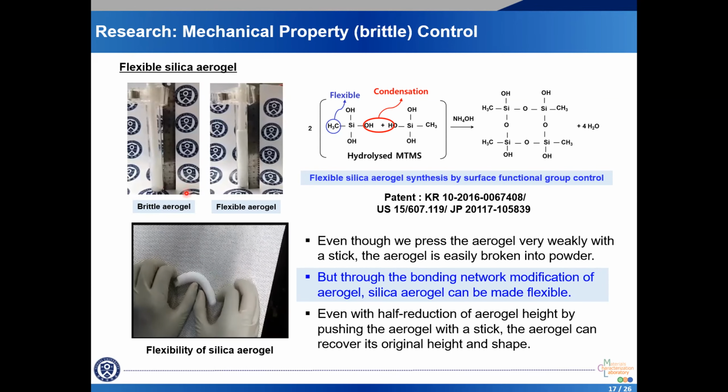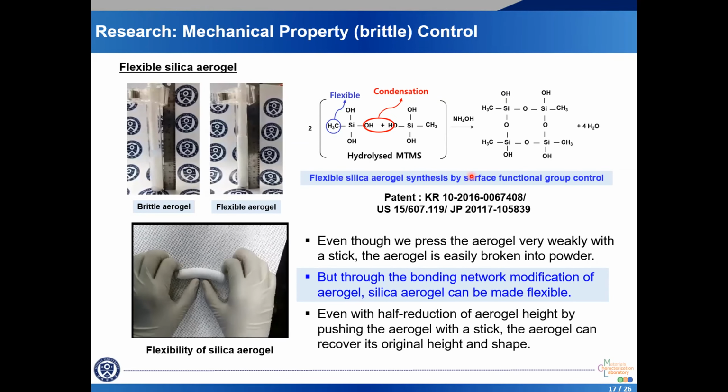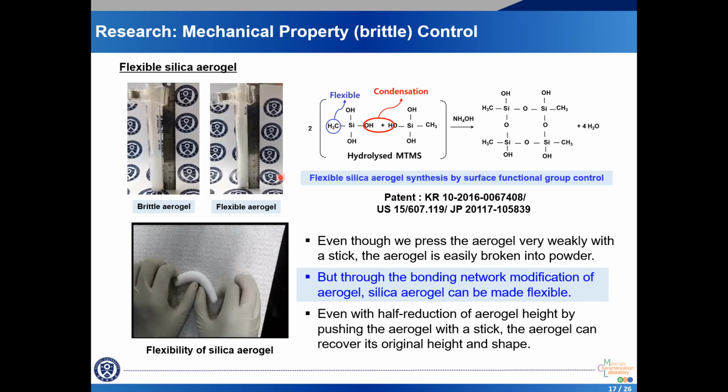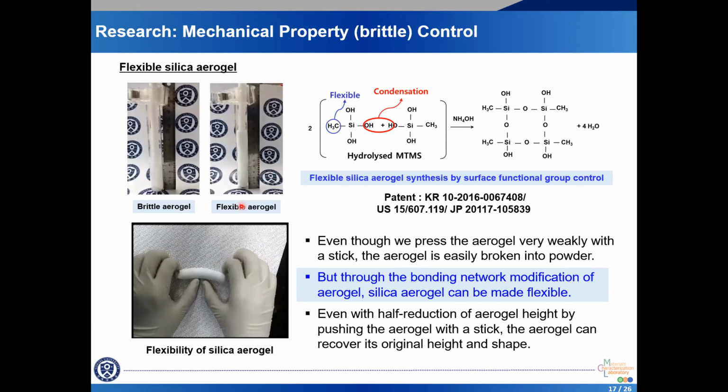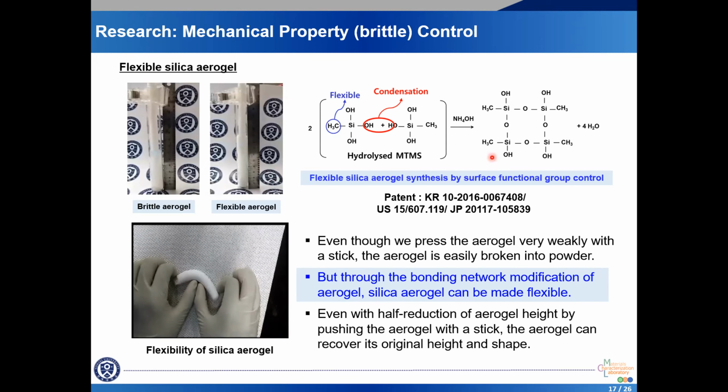When we press the aerogel very weakly, we can see the aerogel is broken into powder immediately. But through the bonding network modification of aerogel, the silica aerogel can be made flexible. In the right side video, when we compress the aerogel deeply with a stick, we can see that the aerogel can recover its original height and shape. It can be explained that the flexible nature can be induced by the repulsive force of methyl groups at the surface of pores.